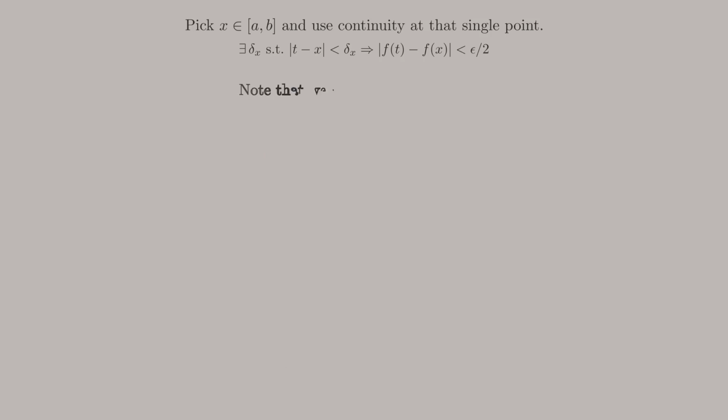Now notice that I'm using delta sub x instead of just regular old delta. That's because I want to emphasize that for the same epsilon, the delta we pick could depend on x. But let's go ahead and pick a delta sub x for each x in a to b and form these half delta intervals. Now this clearly gives us an open covering of the interval a to b. After all, we have an open set for each point in a to b.